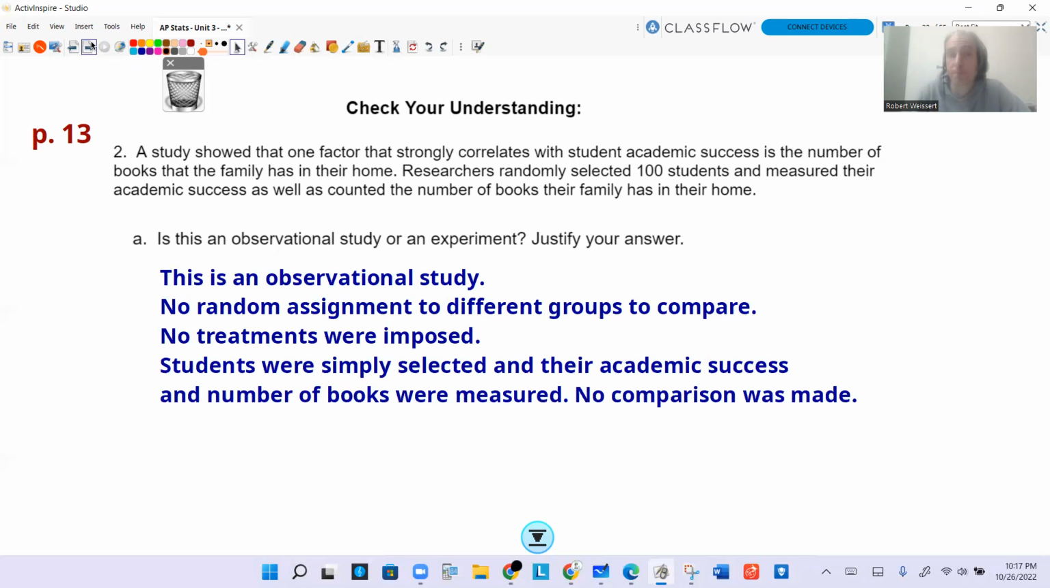What'd you say? You're right, observational study. We're not imposing any treatments on people, no random assignment to different groups to compare. Students were simply selected and their academic success and number of books were measured. No comparison was made. So, there's other variables that play into this.